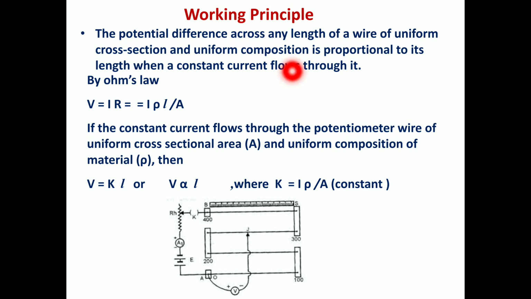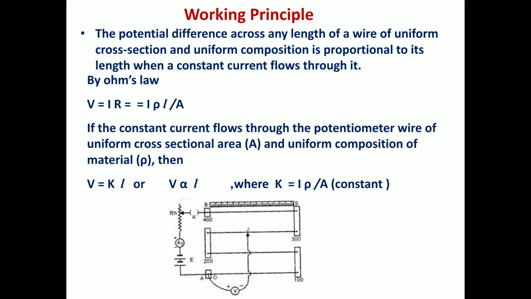length of the wire. Directly proportional to the length of the wire means that the potential difference across any portion of the wire is directly proportional to the length of that wire, provided that the wire has uniform cross sectional area and uniform composition, and constant current flows through it. I hope the concept of working principle is clear to you.